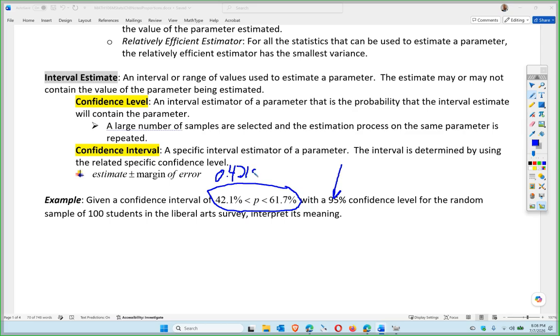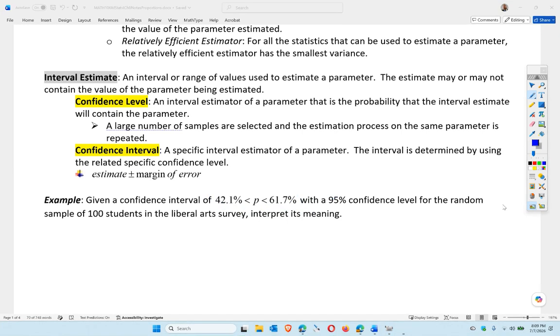0.421 is less than p, which is less than 0.617. That is the proper way to write it. You shouldn't be writing it in percents. The book does, so I did give an example that does that essentially. Okay. So, and again, given a confidence interval of this, with a 95% confidence level for the random sample of 100 students in liberal arts survey, interpret its meaning.